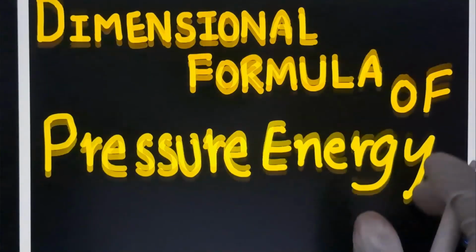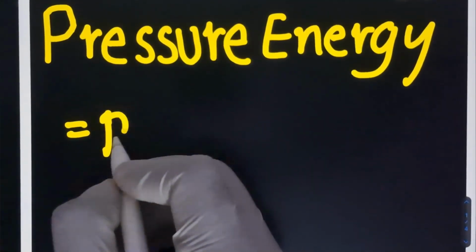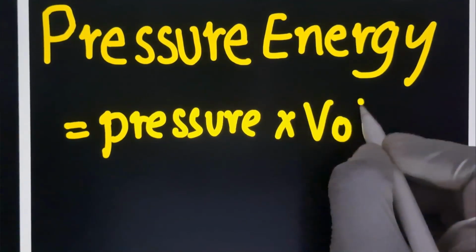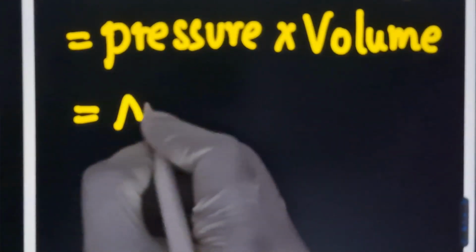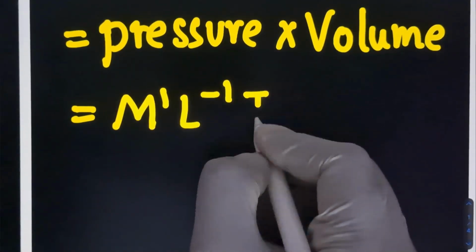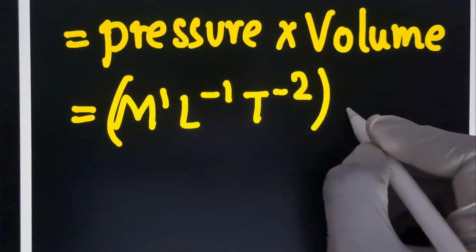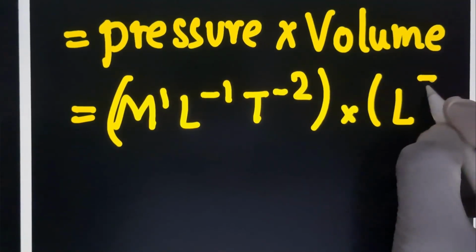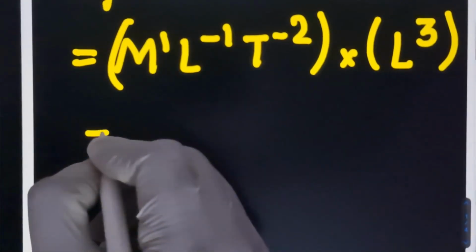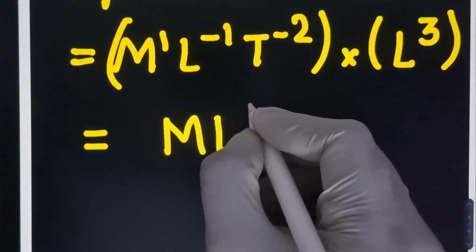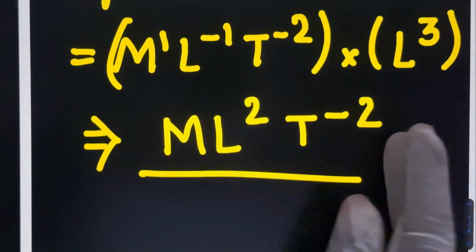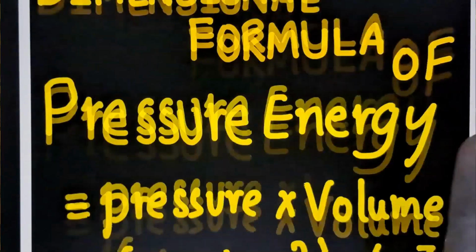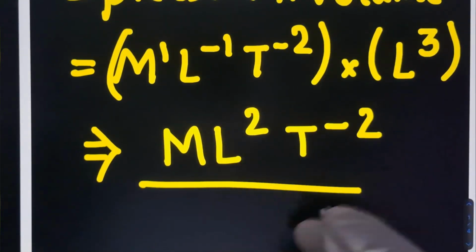To find the dimensional formula of pressure energy. Pressure energy is equal to pressure into volume. So we have to know the dimensional formula of the pressure first. You can find it on the channel playlist. The pressure is equal to M power 1 L power minus 1 t power minus 2, and volume is length into breadth into height, and it is L cube. So we multiply them: M power 1 L power plus 2 t power minus 2. We get the dimensional formula of the pressure energy as M power 1 L power 2 t power minus 2.